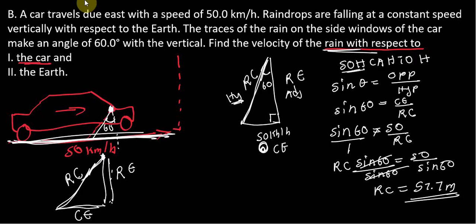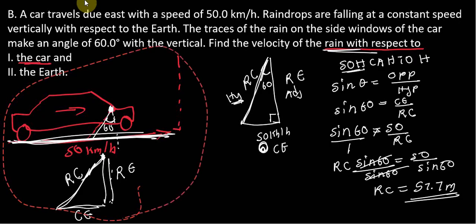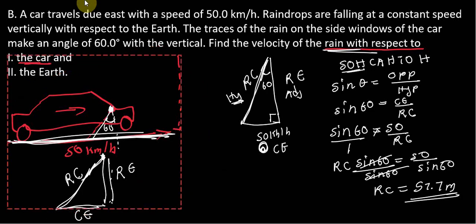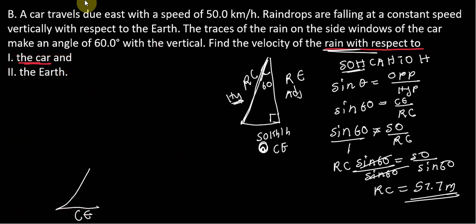Then the other one, let me just remove this part. Then the other one, so this is the first question. How about the second question? So we are to find the velocity of the rain with respect to the earth. Which side exactly? It is this side.